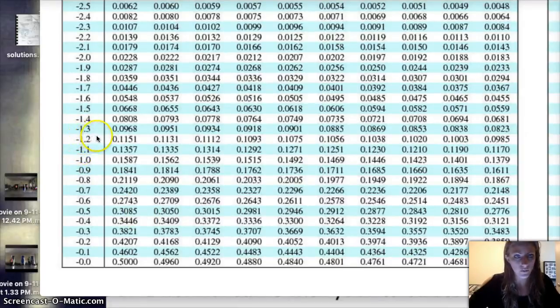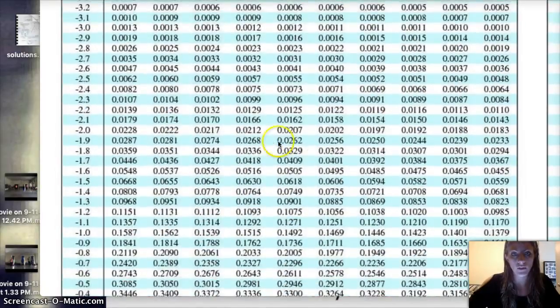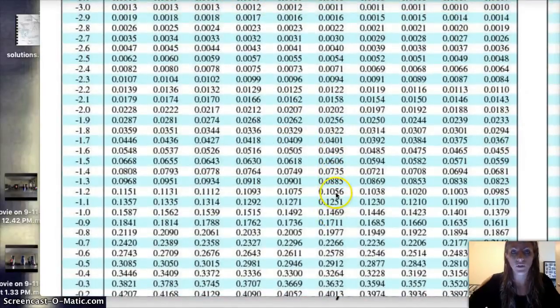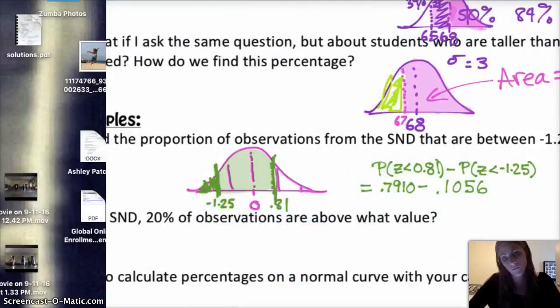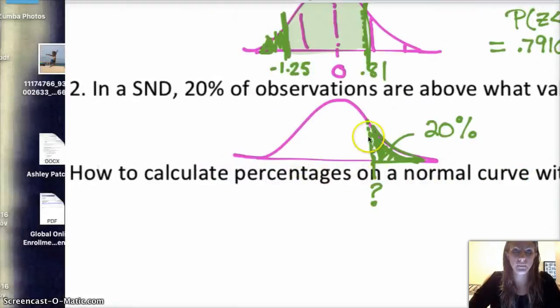So here's negative 1.2, and then I'm going to go over to where it intersects with negative 1.2 and 0.05, so 0.1056. So for number 1, we have 0.7910 minus 0.1056, and that should be the area in between negative 1.2 and 0.81. Okay, so for number 2, we want to find this particular x value.